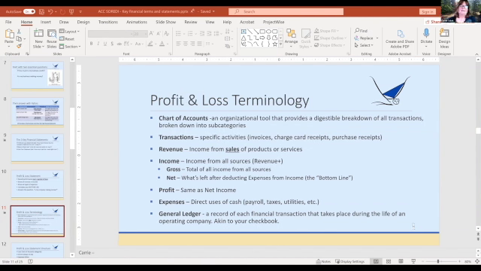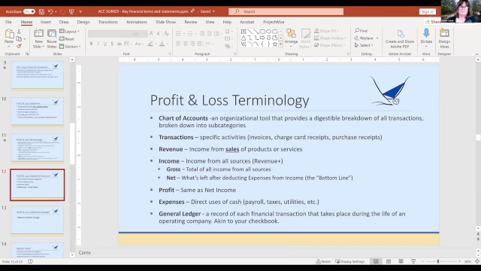And then finally, the general ledger. The general ledger is that record of each financial transaction. Together with the chart of accounts, the general ledger and the chart of accounts are the backbone of your accounting system. And these can be done on paper with 3x5 cards, in Microsoft Excel, or with online tools such as QuickBooks. There's all sorts of options there.